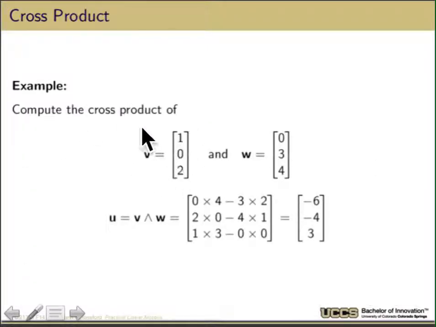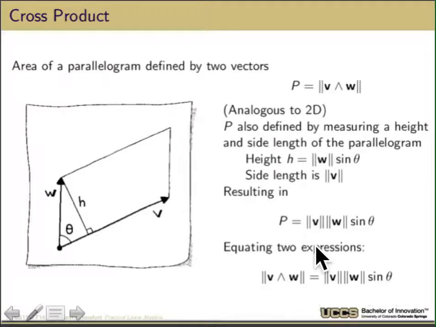So just to walk through an example, make sure you can do this on your own. Given V of values 1, 0, 2, and W of 0, 3, 4, we do the cross product. We get 0 times 4 minus 3 times 2, then 2 times 0 minus 4 times 1, and so on, which gives us this vector. So you should be able to do this given any pair of vectors before we get click questions.